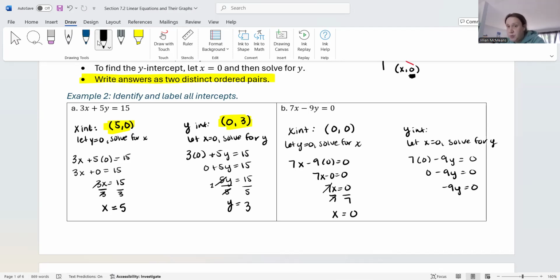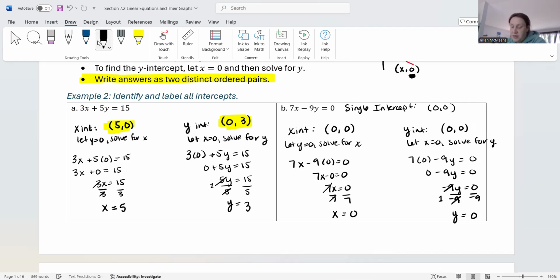We want to undo the multiplication of negative 9 and y. So we divide. Negative 9 divided by itself is 1. 1 times y is y. And 0 divided by negative 9 is 0. So we already said x had to be 0. We found that y was 0. And again, we get the origin. So in this case, there is a single intercept because the intercepts match. There is a single intercept for this line, and it is the origin.